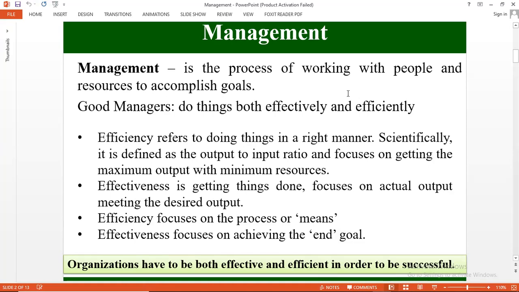Efficiency refers to doing things in the right manner. Scientifically, it is defined as the output to input ratio and focuses on getting the maximum output with minimum resources. Effectiveness is getting things done; it focuses on actual output, meeting the desired output. Efficiency focuses on the process or means. Effectiveness focuses on achieving the end goal.